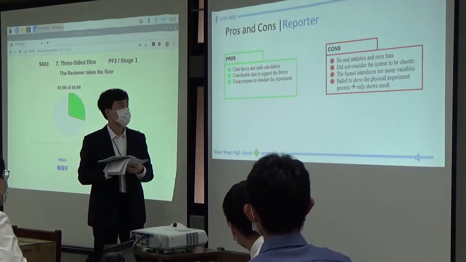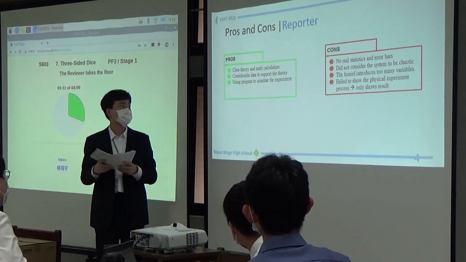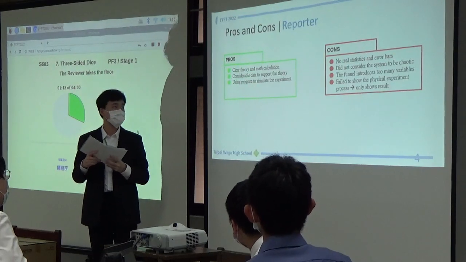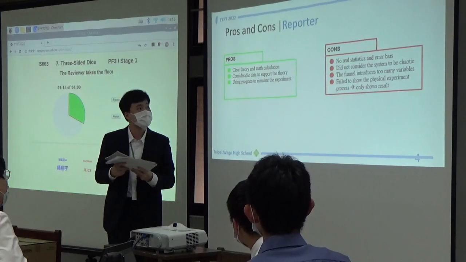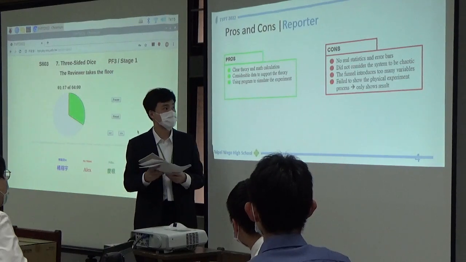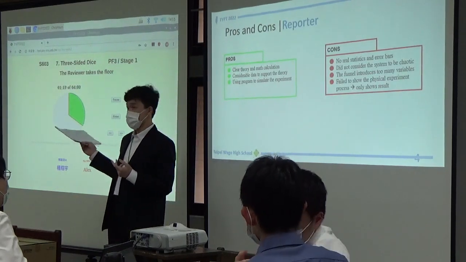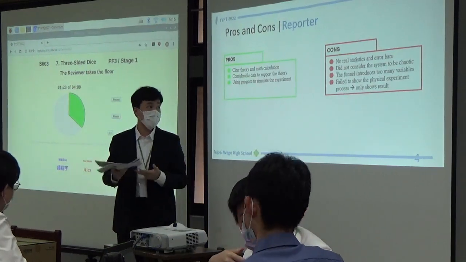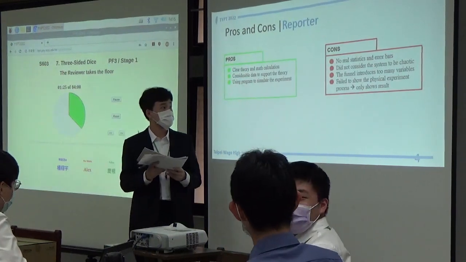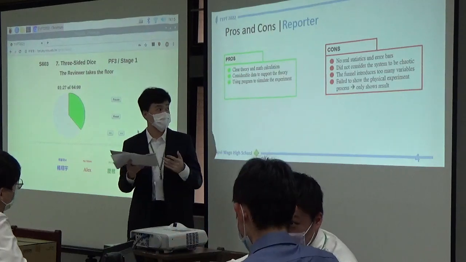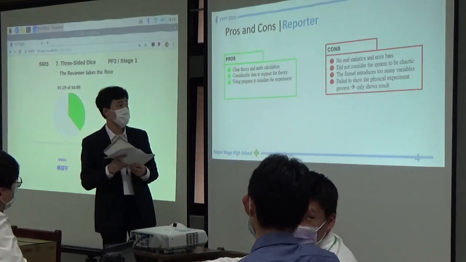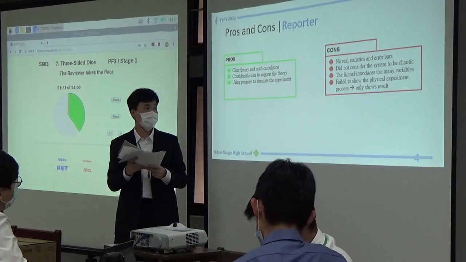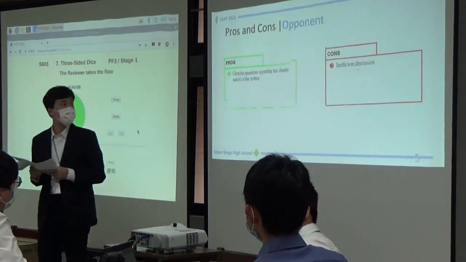The pros are that they have clear theory and math calculation, considerable data to support the theory, and they use a program to simulate the experiment. However, they don't have real statistics, they didn't put error bars onto their charts, and they did not consider the system to be chaotic. The funnel introduces too many variables to their experiments, and they fail to show the physical experiment process and only show the result.